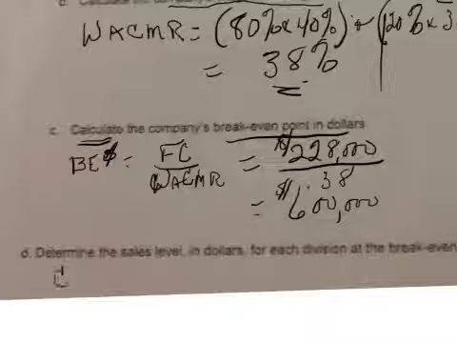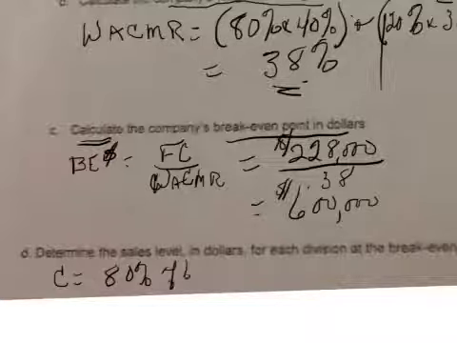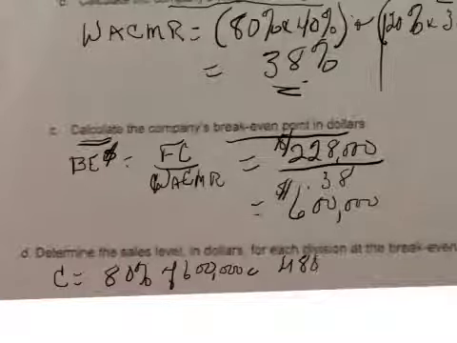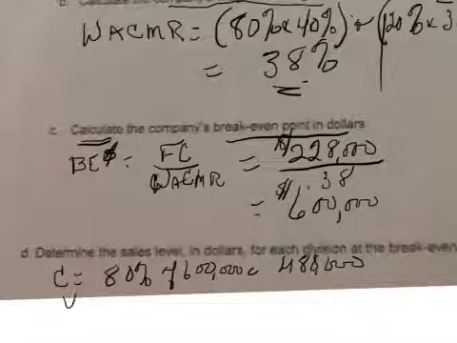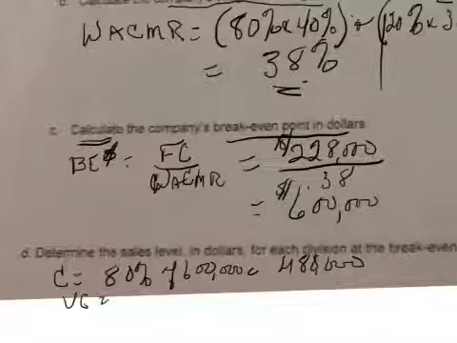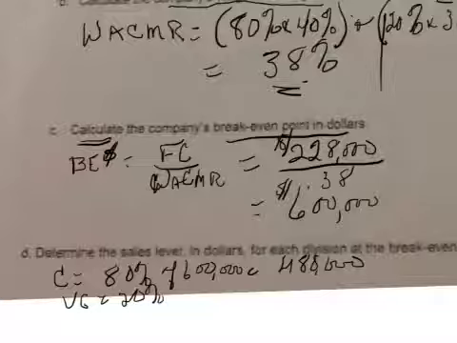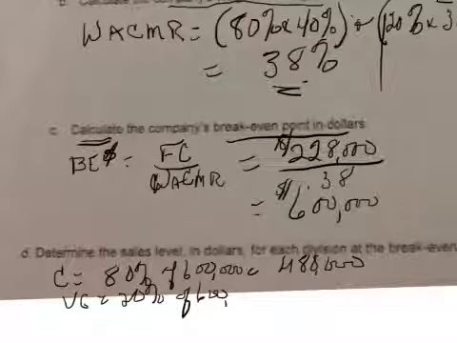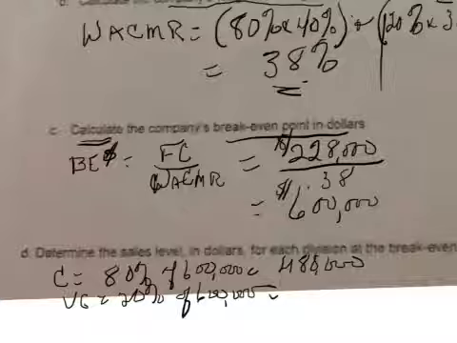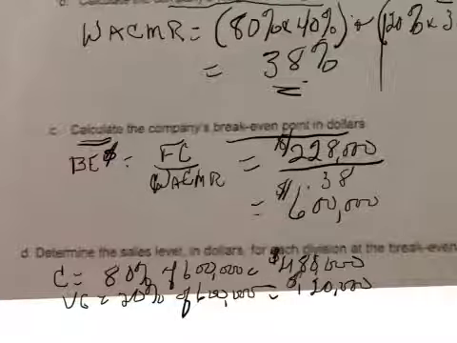Then they said, okay, tell us how many is computers and how many is VG. Well, computers then would be 80% of the 600,000, or 480,000. And VG would be 20% of 600,000, and that therefore would equal $120,000. So that's the break even for each of the products.